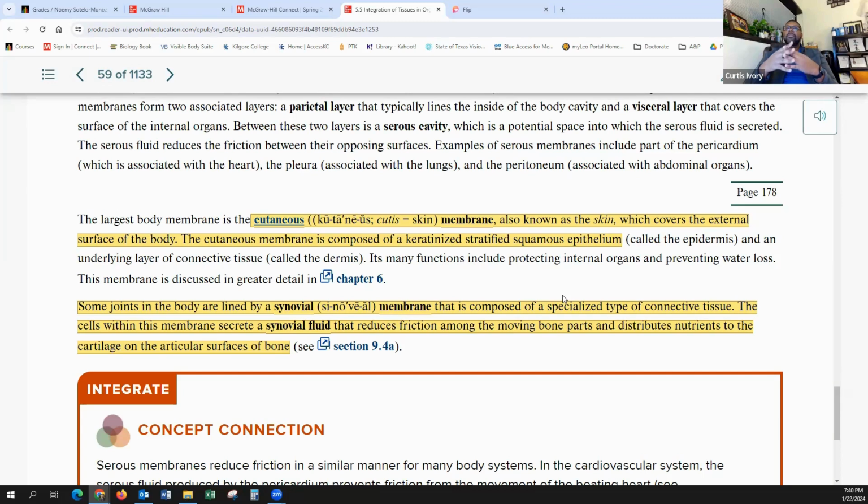Some of the joints are lined by synovial membranes, which contain synovial fluid that reduces friction. It's composed of a special connective tissue. The liquid, the synovial fluid, is on the inside of it, protecting the joint. So if you pop your fingers like this, you're actually squeezing the gas out of that fluid. That's what you're actually hearing, the popping. You're causing a lot of pressure, and it's squeezing the gas out of that fluid. That's what you hear, that pop.